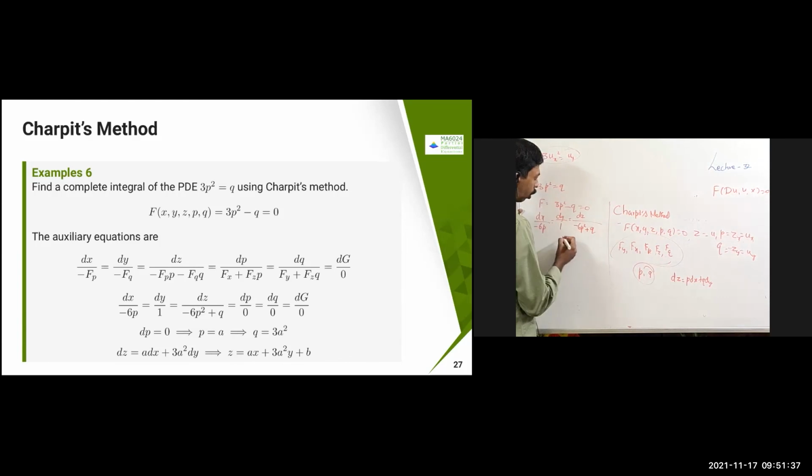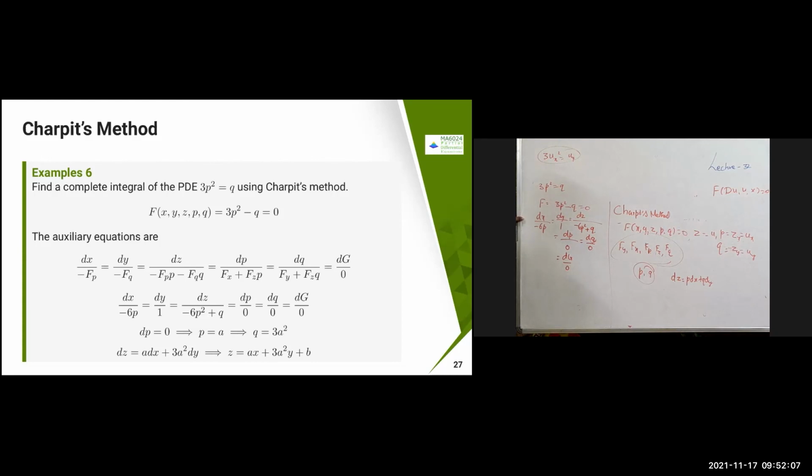Equal to dp by fx plus fz p. There is no x explicitly here, so fx is going to become 0, and there is no explicitly z also, so that is also going to become 0. Similarly dq: again you have to calculate fy and fz. Both are not there explicitly, therefore that is going to become 0. Equal to dq by 0 is going to come.